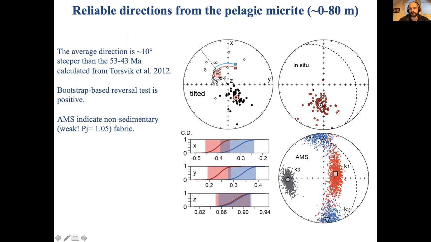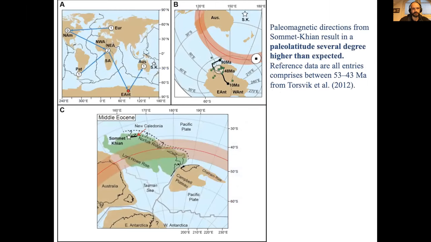Here we have the dataset with the bedding plane. If we look at the dataset in tilt-corrected coordinates, just look at the blue reference line: the inclination is a lot higher, something like 10 degrees higher than the one we expect, calculated from the compilation of Torsvik. But we also measured the anisotropy of magnetic susceptibility, and it's not sedimentary. The plane between K1 and K2 does not coincide with the sedimentary plane. So there is clearly something that rings alarm bells in terms of the reliability of the data.